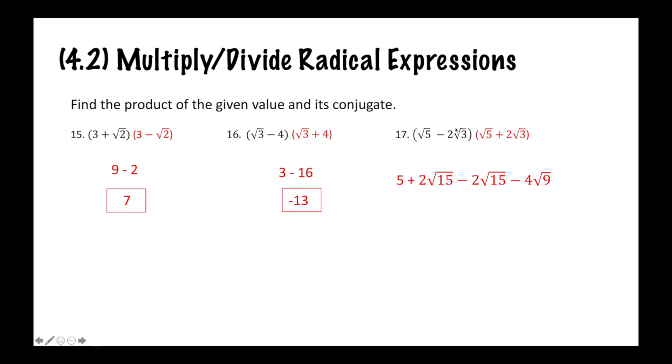Then when I do negative 2 root 3 times 2 root 3, negative 2 times 2 is negative 4. Root 3 times root 3 is going to give me root 9. That square root of 9 is going to change into a 3. So then negative 4 times 3 is negative 12. So here I'm looking at combining 5 with negative 12, and that is going to combine to give me negative 7. And of course, like we talked about before, the 2 root 15 and negative 2 root 15 are going to cancel.